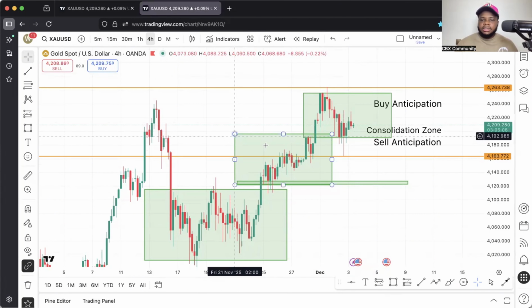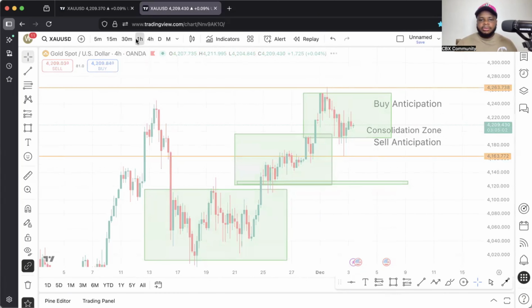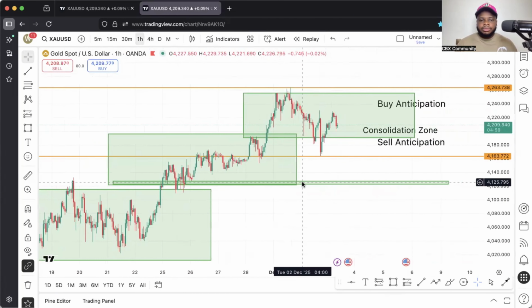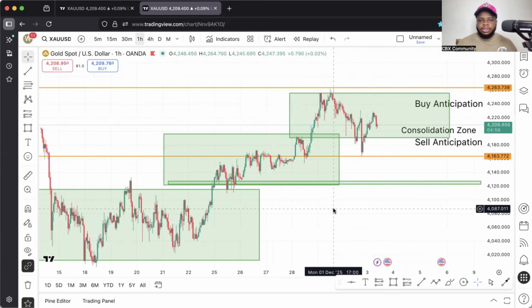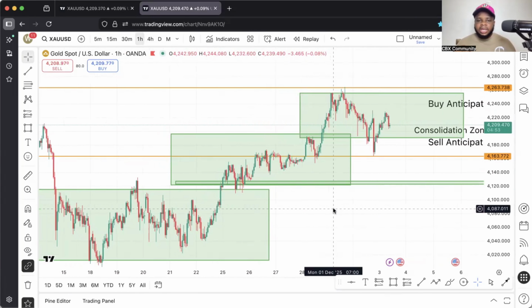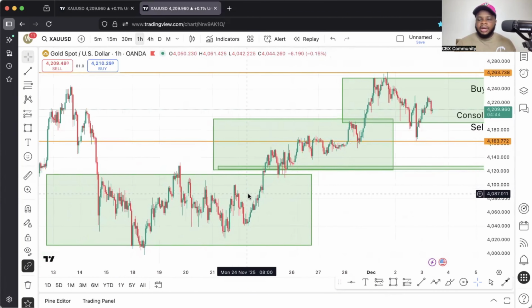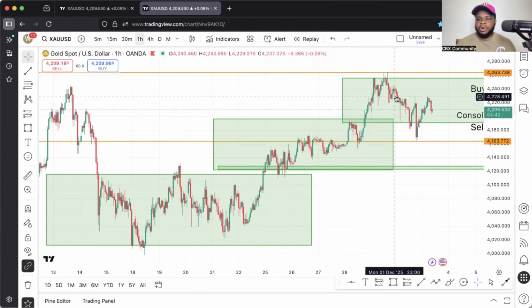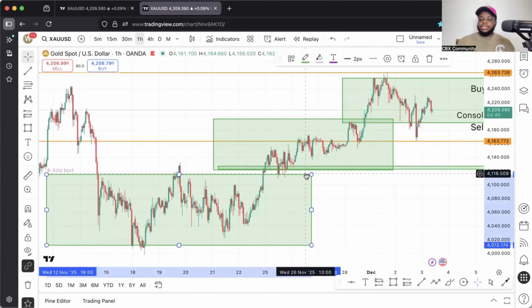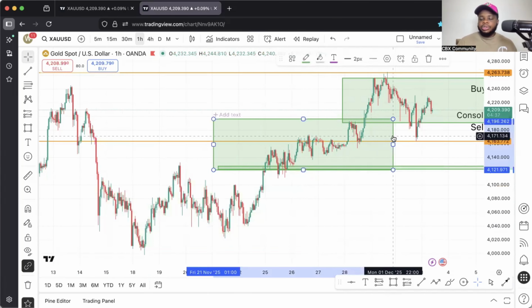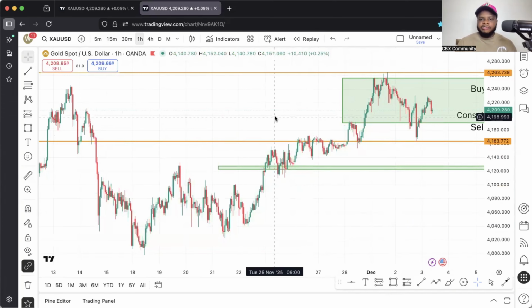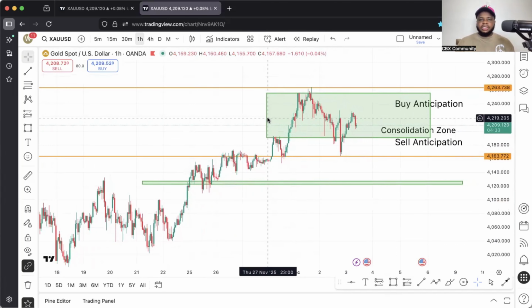So let's delete this, or let's leave it. Let's go to the H1 and see. It's good for you to have a clear chart so that you don't end up confusing yourself, or if a new member joins, so that the person will not end up confusing themselves: why is this line, why is this box here, and why is this box here. We just use it to identify a consolidation zone in our 4 hours time frame. So we don't need this. Let's delete it.